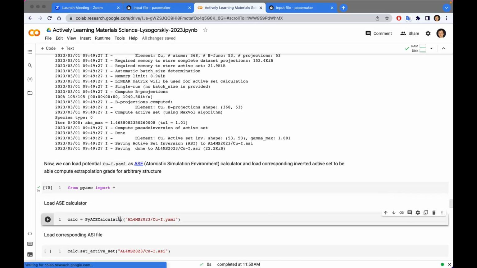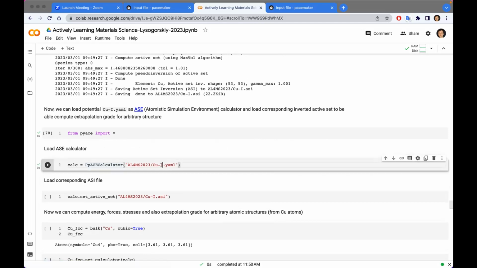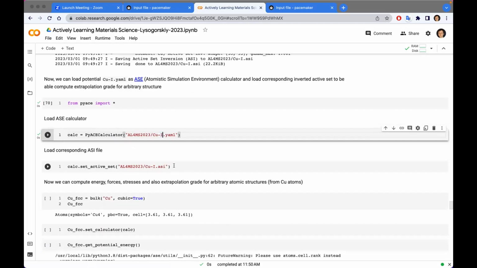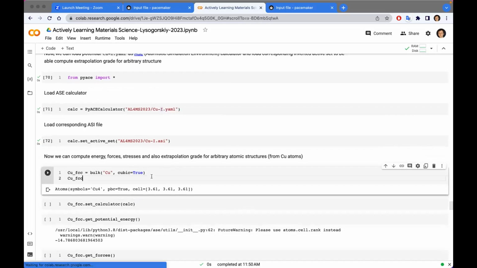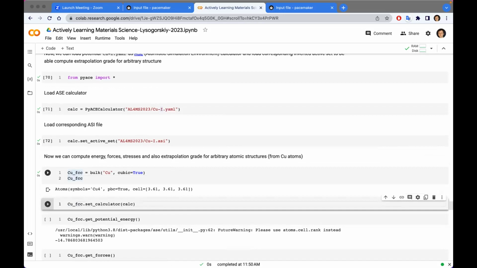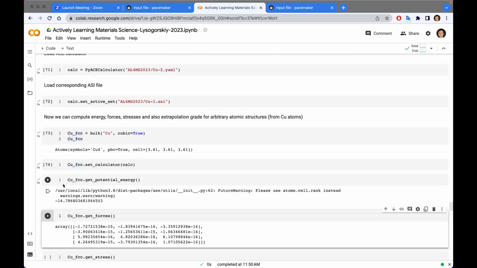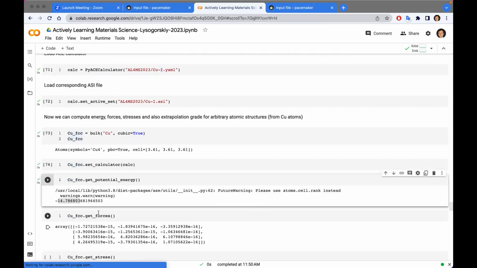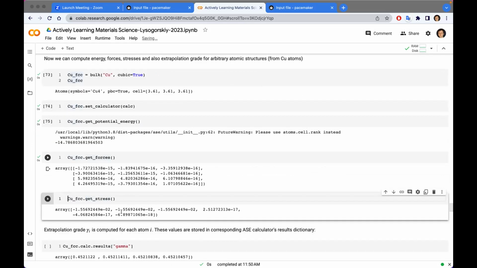So let's say we load the PyAce calculator with this potential. This potential was fitted with PaceMaker before, you just have it as an input for this tutorial. And we load the active set, and we create, for example, a copper FCC structure. Again, we set the calculator, we call get potential energy. That's our potential energy. We call get forces. It's all zeros because it's symmetric FCC. What else should we expect?